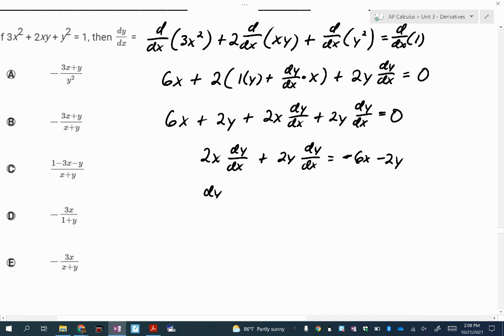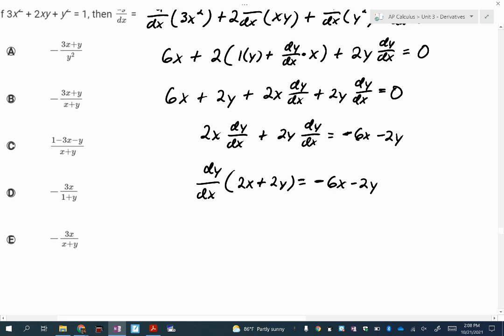I'm going to factor out the dy/dx. Get 2x plus 2y equals negative 6x minus 2y. And then divide both sides to get dy/dx by itself. So negative 6x minus 2y over 2x plus 2y. So this is the answer.